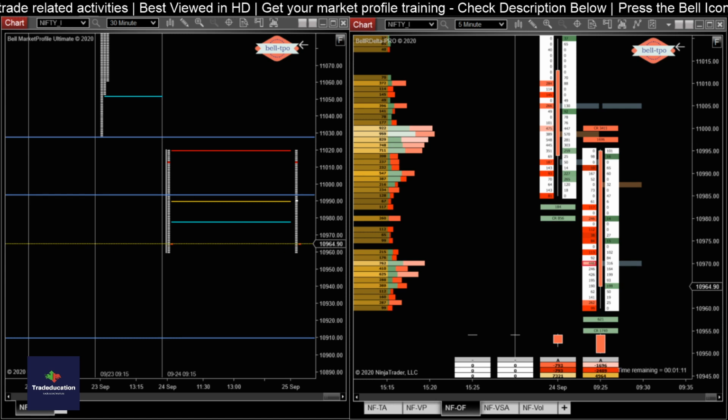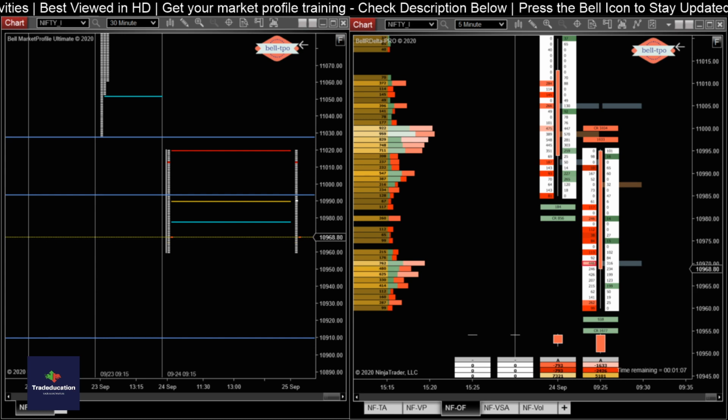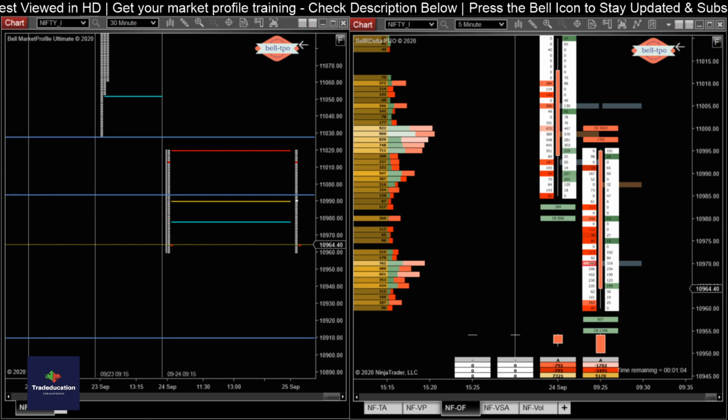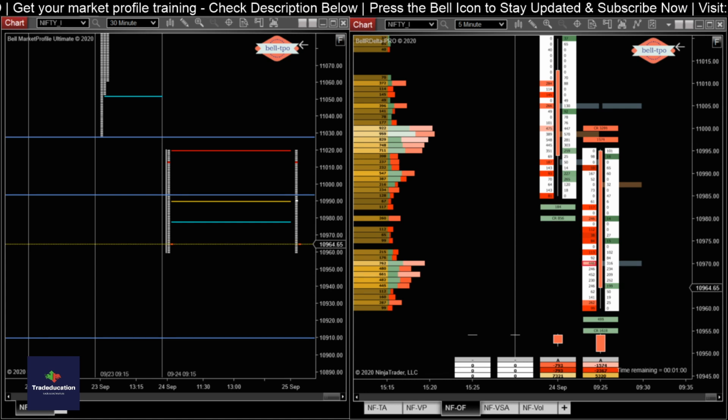So good push from the sellers, good gap down opening, high confidence selling happening. I'm expecting sellers to continue to the downside.